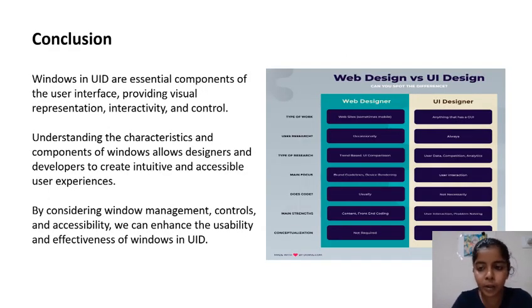So when it comes to the conclusion, the windows in UID are the essential components of the user interface, providing the visual representation and interactivity and the control. So in this, understanding the characteristics and the components of the window allows the designers and developers to create the interactive and accessible user experiences. By considering the window management and the controls and the accessibility, we can enhance the usability and effectiveness of the window in UID.